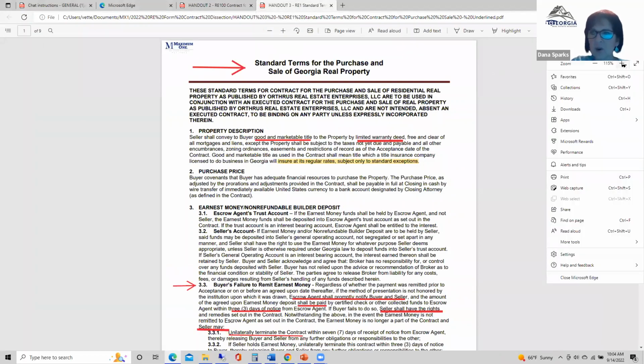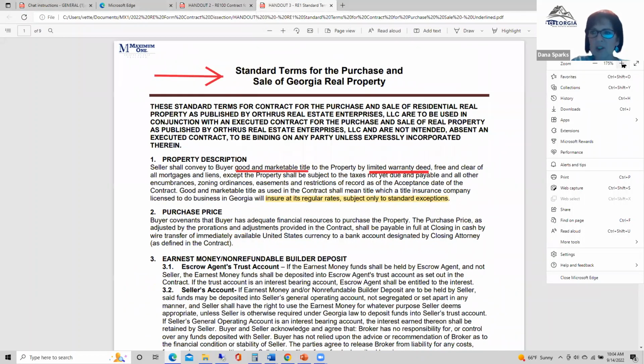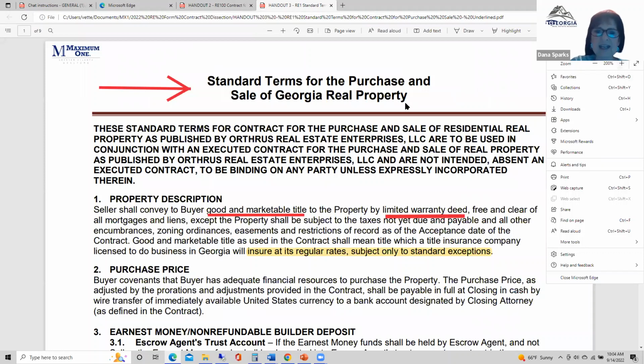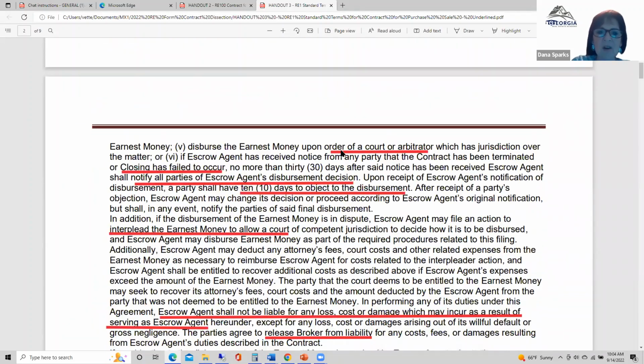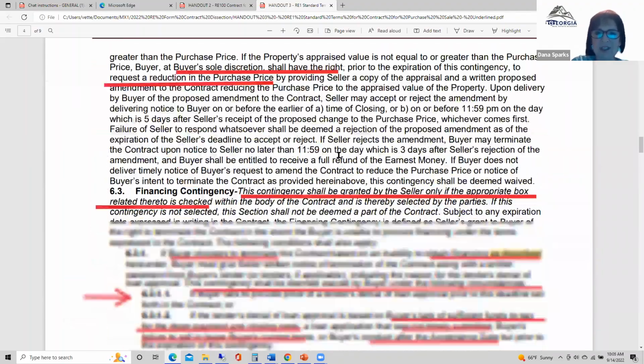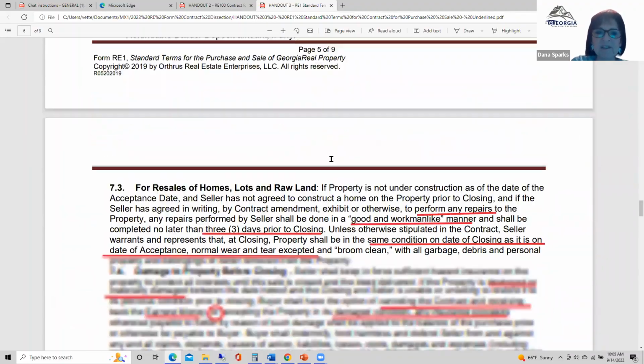Here is what the standard terms are. They are, again, multi-use, and it is a 9-page document, and there's not a place on the standard terms document in and of itself for your buyers and sellers to initial, because it is referenced in the contract that they initial and sign, saying this is part of it. This says standard terms for purchase and sale of Georgia real property. These standard terms are part of the contract. You'll see this is where all the legalese is, and you'll see how important this information is.